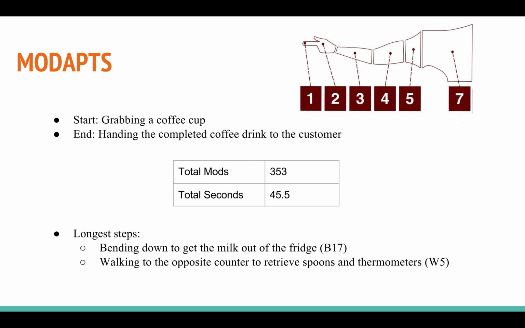We also conducted a MODAPS report. We started this when you grabbed a coffee cup, and we ended it handing the completed coffee drink to the customer. And the whole process takes roughly 353 mods, or 45.5 seconds. And the longest steps that we found were bending down to get the milk out of the fridge and walking to the counter behind them to retrieve the spoons and thermometers.